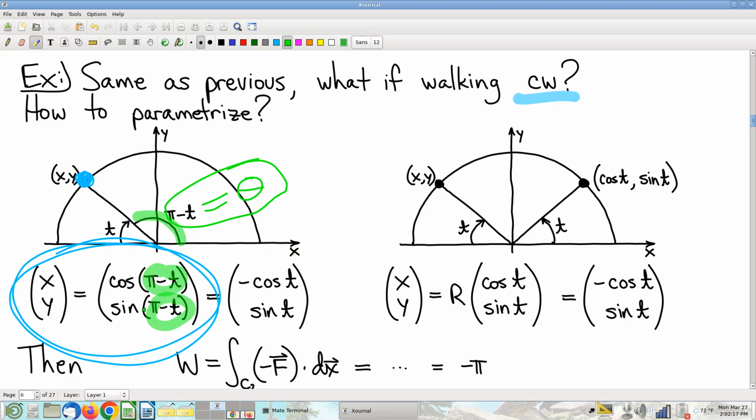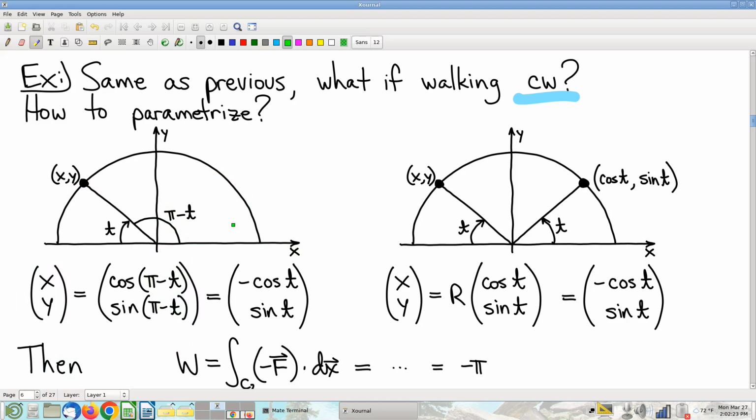How do you go from cosine of pi minus t to negative cosine? That's a very great question. He asks, how did I get from here to here? There are a couple of different ways to think about that. One is to recall all of the old symmetry formulas from your high school trig class. This is one of those symmetries.